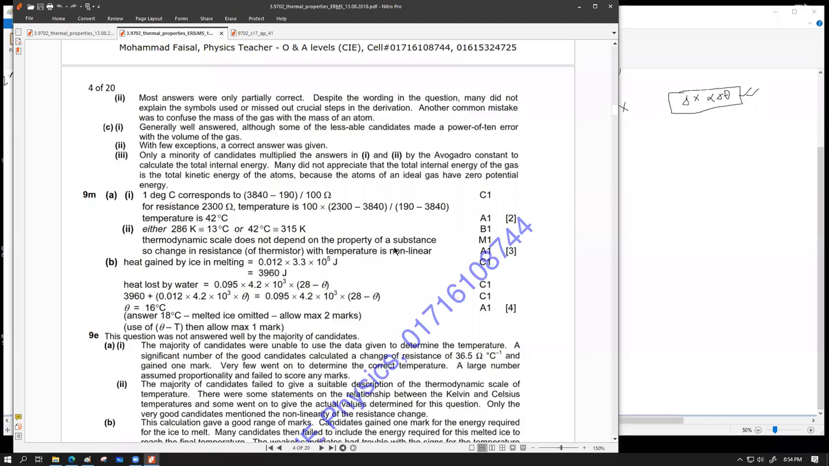But whenever we extend this line on the left side, they all cut the x-axis at a certain point. So that was the basic incident from which we first came to know about the existence of the thermodynamic temperature. But what this sentence means, that the thermodynamic scale does not depend on the property of a substance.